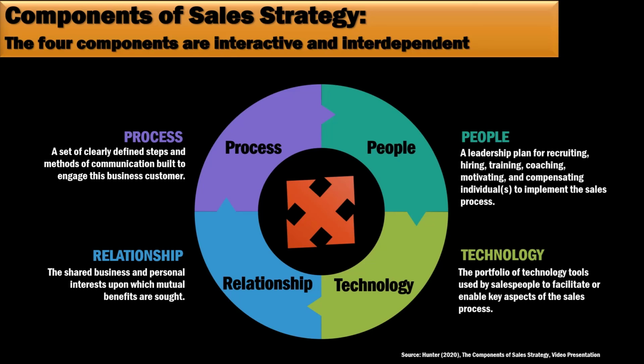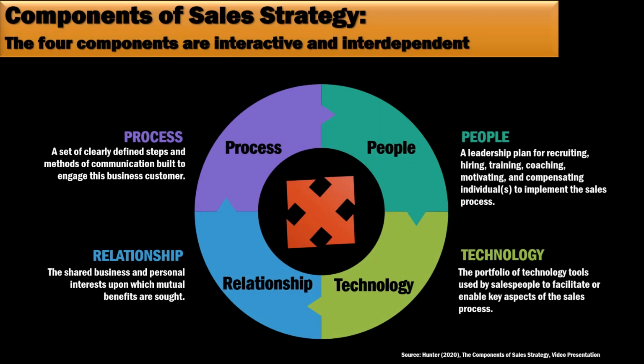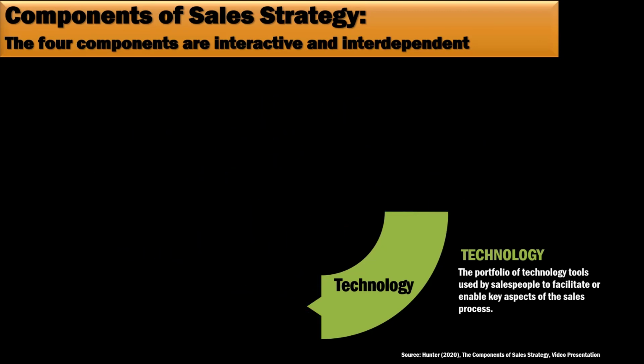Okay, so if I go back now to the components of sales strategy, as I talked about earlier, these are interactive and interdependent. Things that happen in terms of the process, the people, the relationship and the technology all interact one to the next. If I expand on that and look at the technology component, that's what this slide gets into.